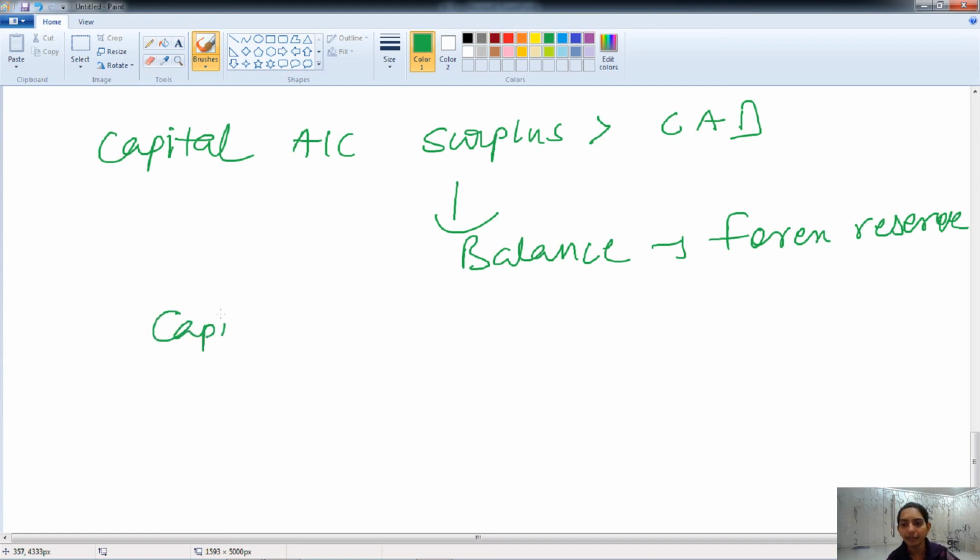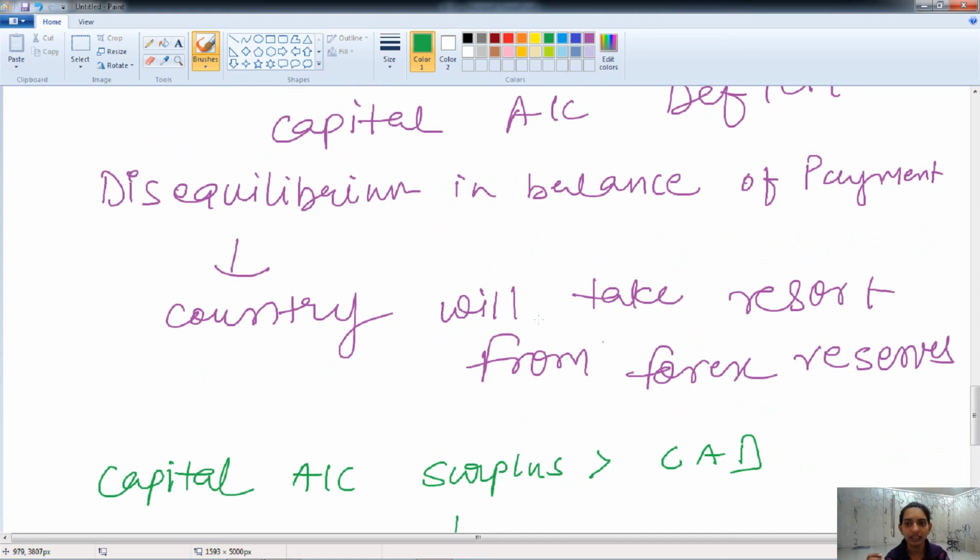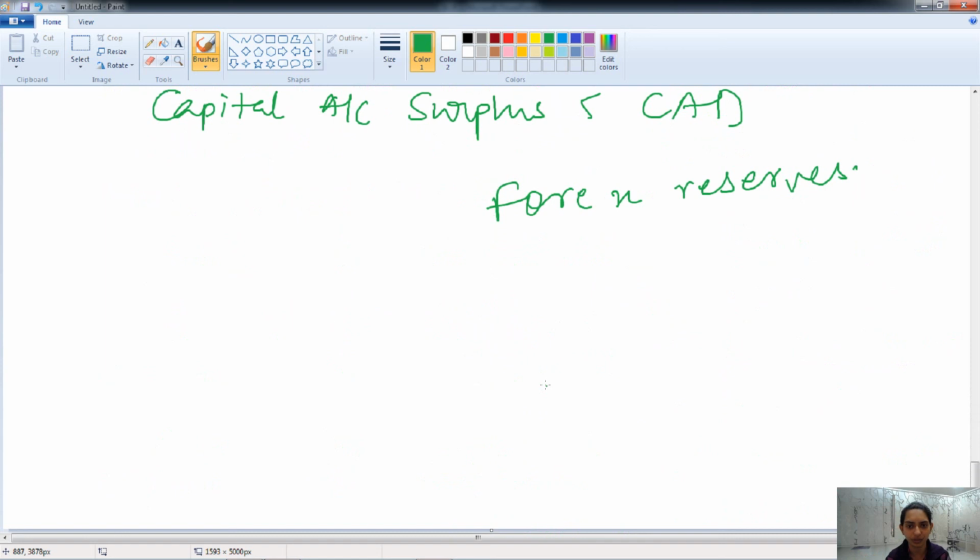And if the capital account surplus is less than the current account deficit, then it is not able to finance all the deficit of the current account, and in this case the money is taken from the foreign exchange reserves to finance the current account deficit. And when there is a disequilibrium, it is balanced through errors and omissions. So this is about the balance of payment.